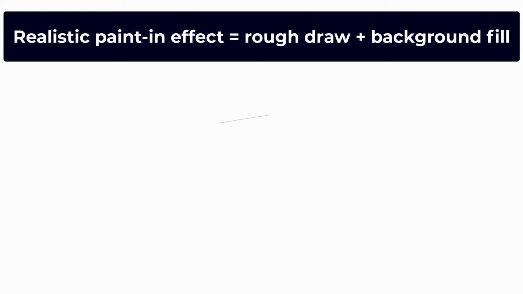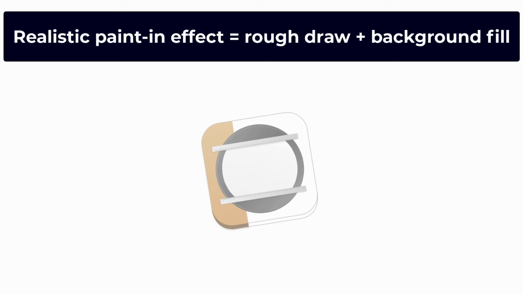To generate a realistic paint in effect requires balancing the time taken to fill in a shape against the effort of coloring neatly between the lines. Of course, you don't want to draw outside the lines, but equally, you don't want to waste time with detailed coloring in. My preferred method to balance these goals is to use a rough drawing followed by a gradual background fill. Let me show you how I do this.